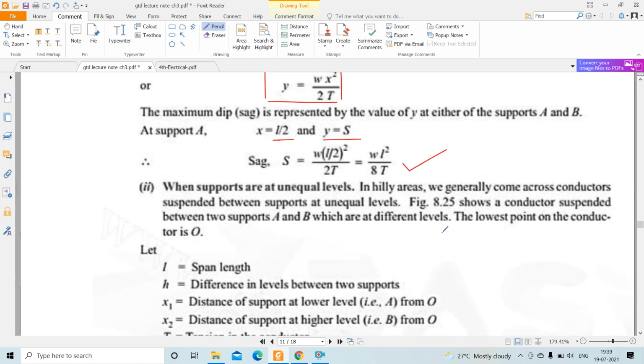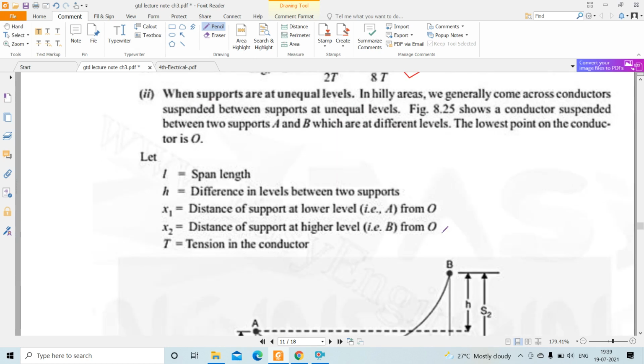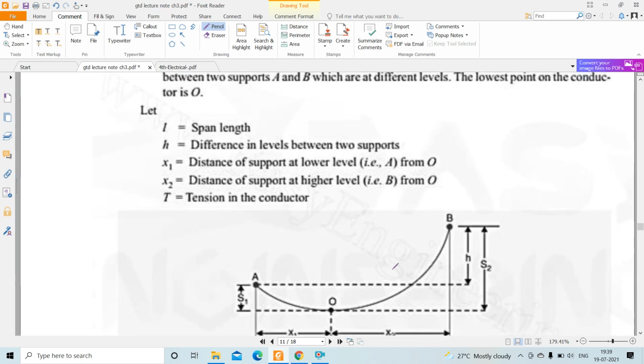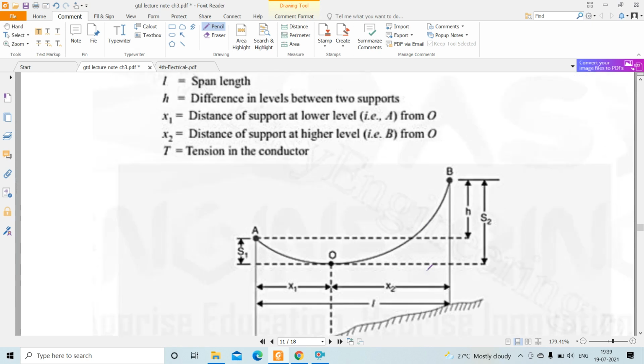Then the next part is when the supports are at unequal level. How do we define the formula for sag? What is the condition when the supports are at unequal level? That is in hilly areas. We generally come across conductors suspended between supports at unequal level in hilly areas. The figure shows the conductor suspended between two supports A and B which are at different levels. The lowest point on the conductor is O.